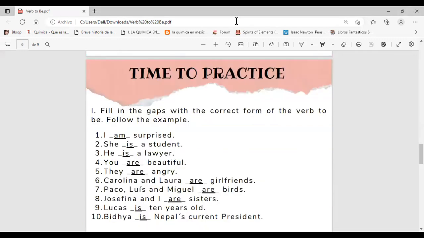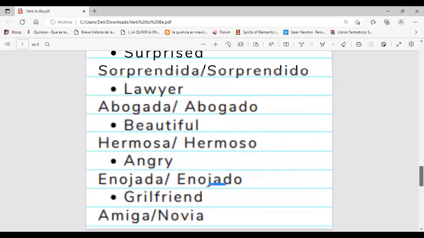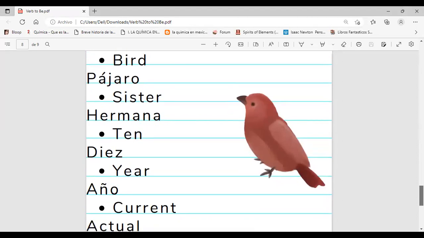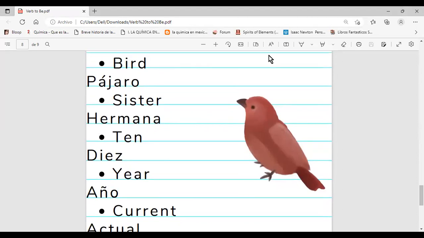Girl. G-I-R-L. Girl, friends. Okay. This has two meanings, two separate meanings. Number one could be amiga. Or number two could be novia. Again, it depends on the context that we are talking about. Next one, bird, pájaro, sister, hermana. In the examples, we have them as sisters, which means it's a plural, sisters. So instead of hermana is hermanas.